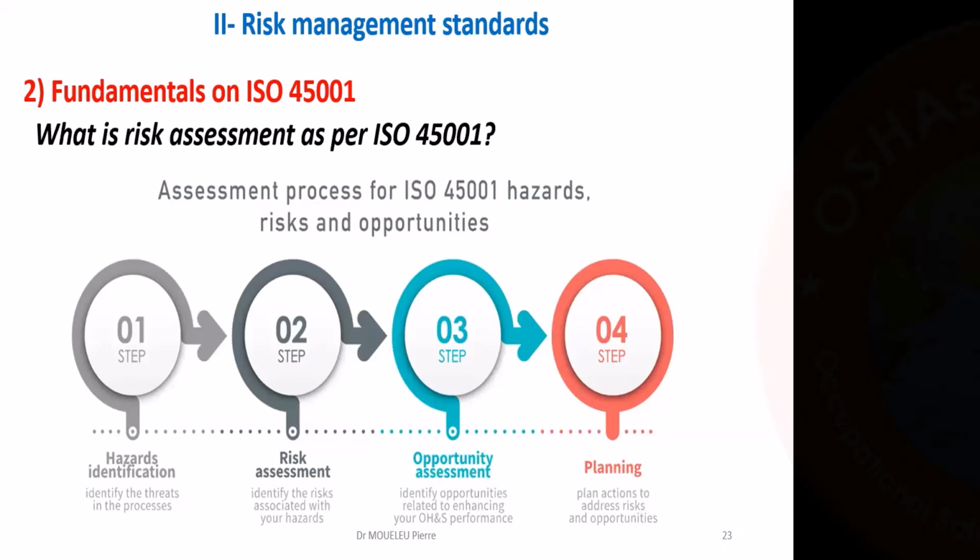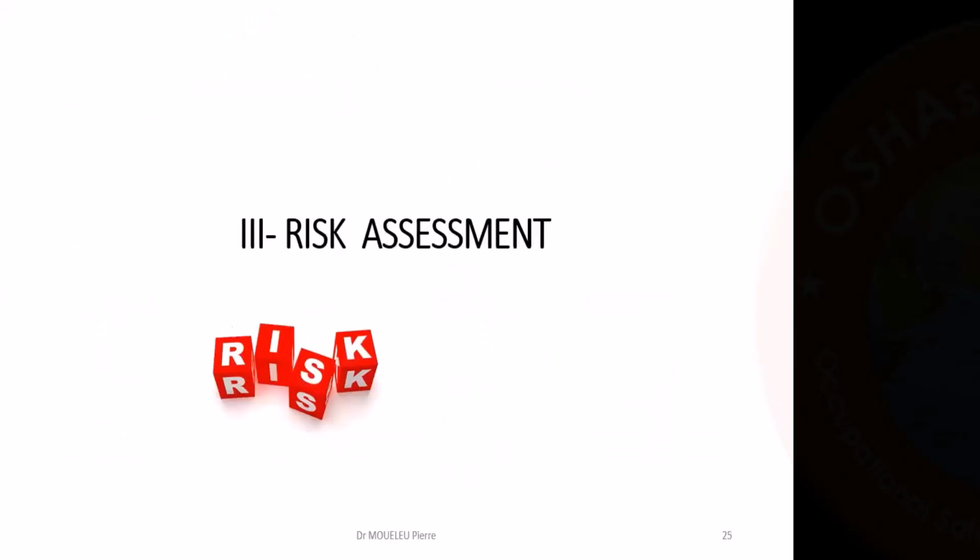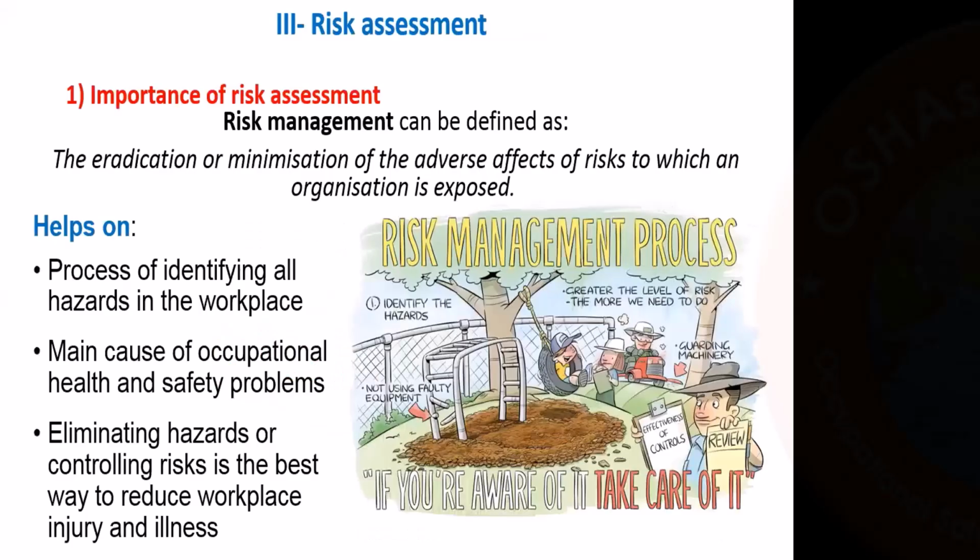And the fourth step will be to have a plan of actions to address risks and opportunities in your company. And implementation of this standard can also take 31 steps. Those steps you are going to read while receiving the notes. The risk assessment now. How are we supposed to carry out the risk assessment?